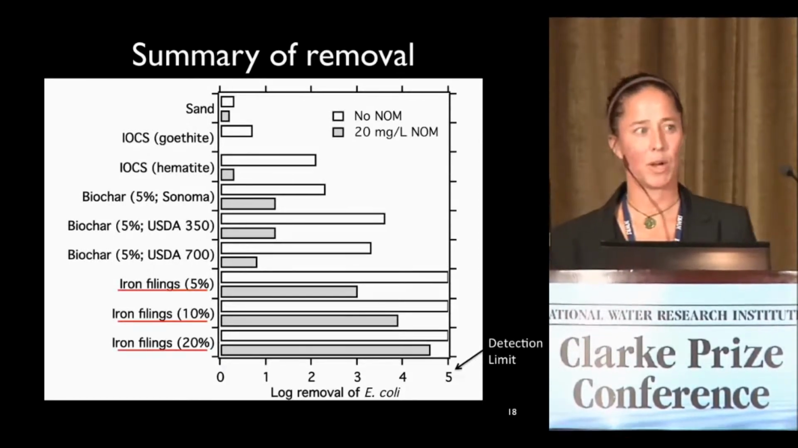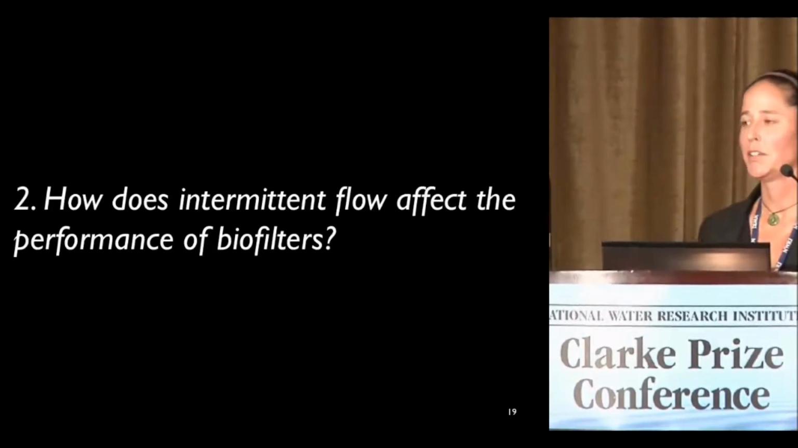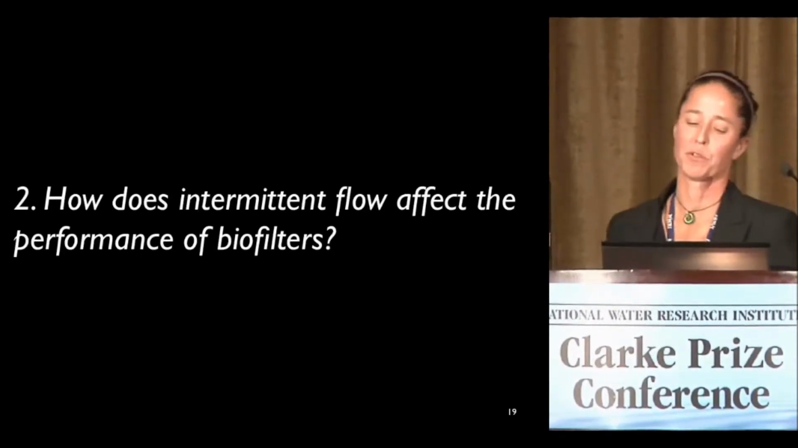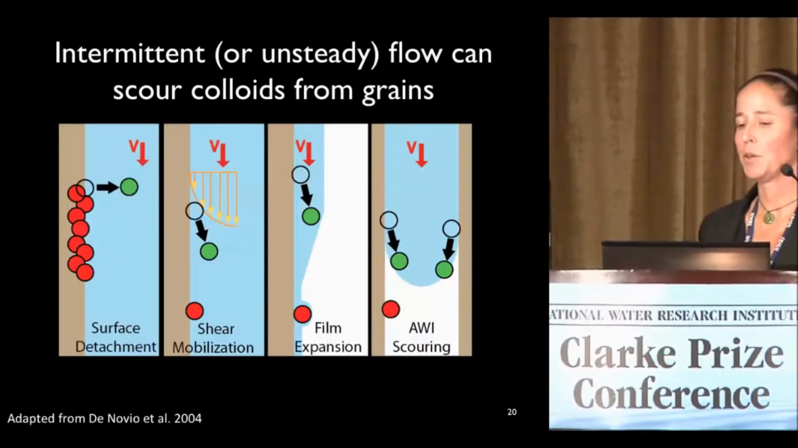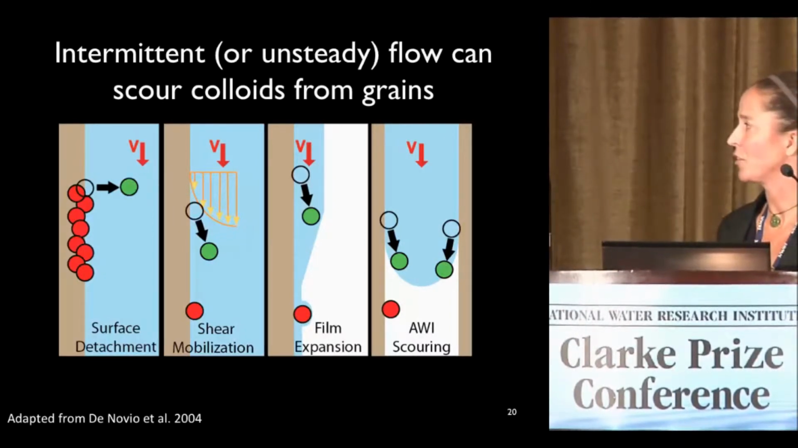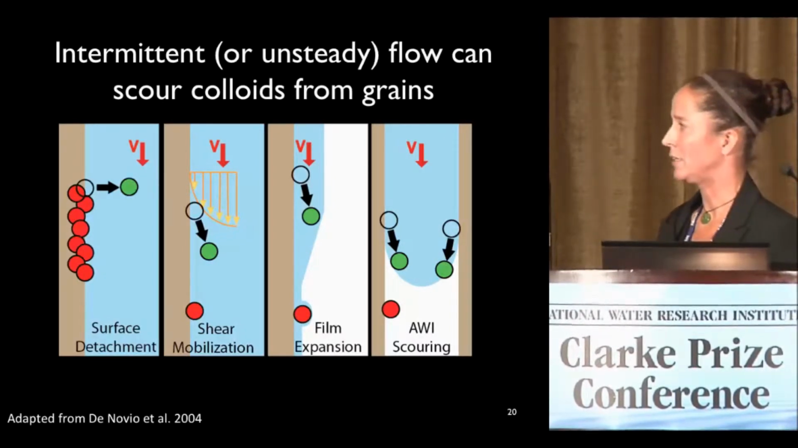Okay, so the second question that we looked at for this project is the effect of the intermittent flow on the performance of biofilters. Now we know that for colloids that if you have unsteady flow conditions, that they can scour colloids that are attached to grains by 3 different mechanisms.